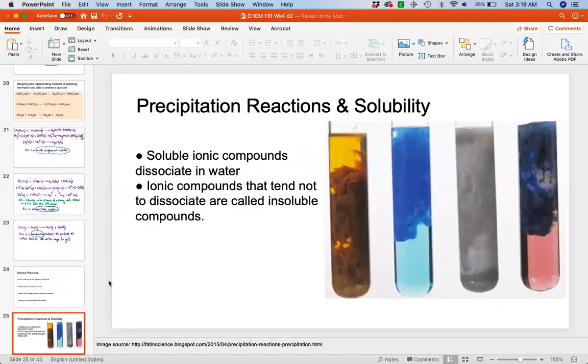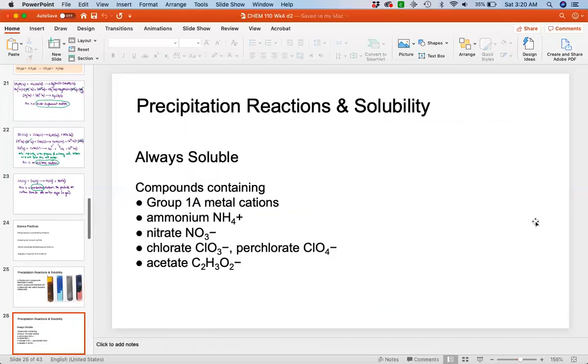So if we think about precipitation reactions and solubility, our soluble ionic compounds dissociate in water, whereas our insoluble ionic compounds tend not to dissociate, and we call them insoluble compounds. And so you can actually see 4 different examples of precipitates here, where those materials are actually crashing out of solution and forming solids. So the things we know are always soluble are compounds that contain group 1A metal cations, ammonium, nitrate, chlorate, perchlorate, and acetate. These are always going to be soluble, and they have a tendency to make other things soluble too.